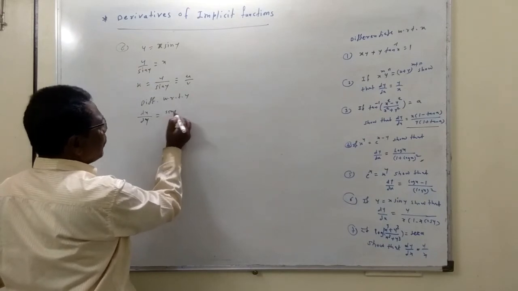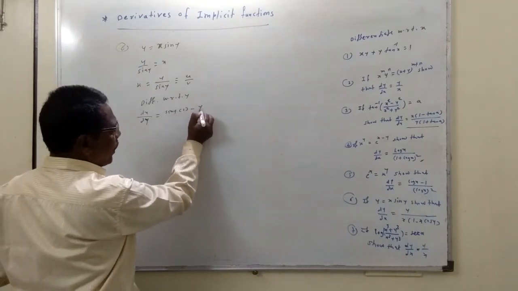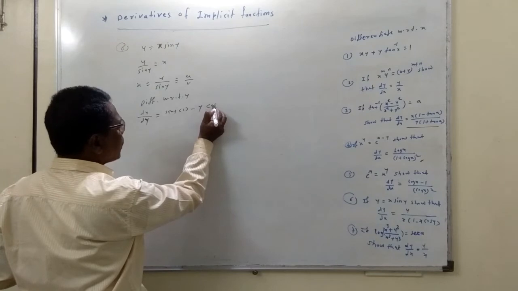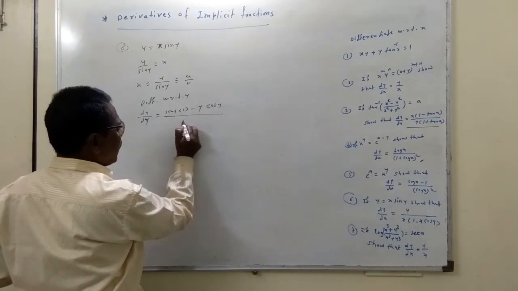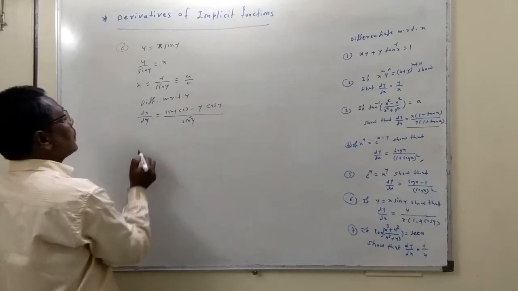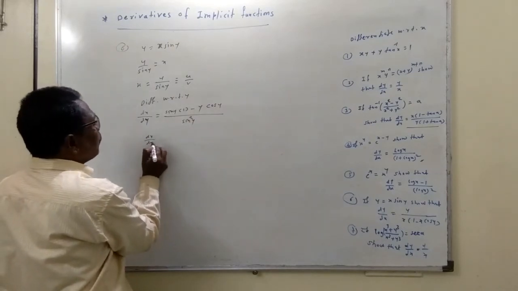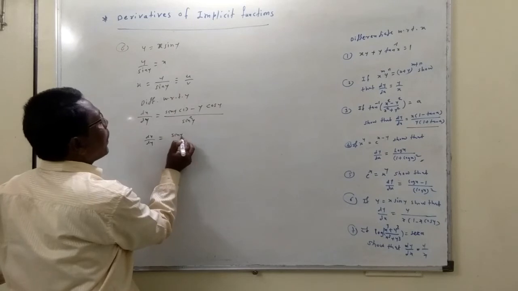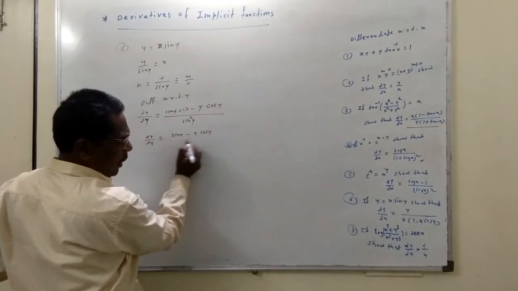So sin y, the derivative of y is 1, minus y constant, the derivative of sin is cos y, divided by sin square y. So dx upon dy is equal to sin y minus y cos y, over sin square y.